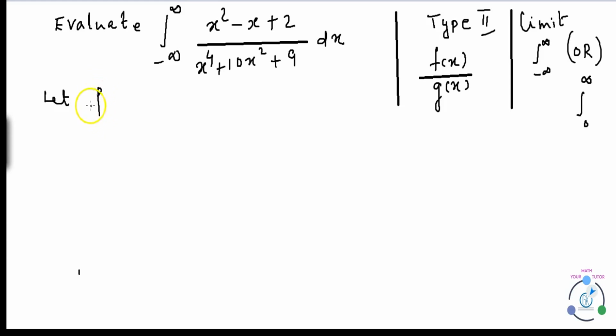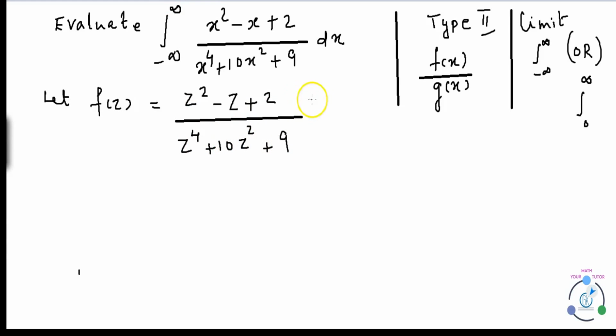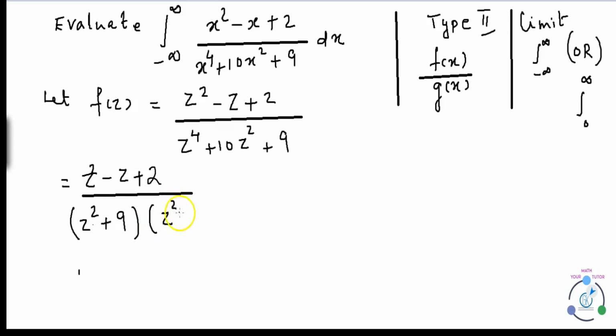Here f of z is z square minus z plus 2 by z raised to 4 plus 10 z square plus 9. On factorizing the denominator, z raised to 4 plus 10 z square plus 9, f of z becomes z square minus z plus 2 by (z square plus 9) into (z square plus 1).